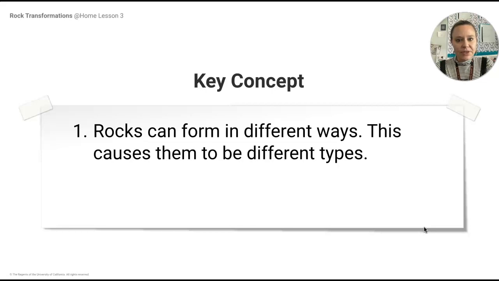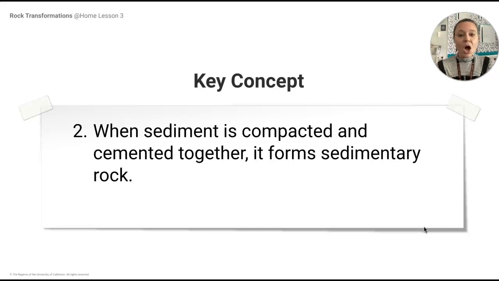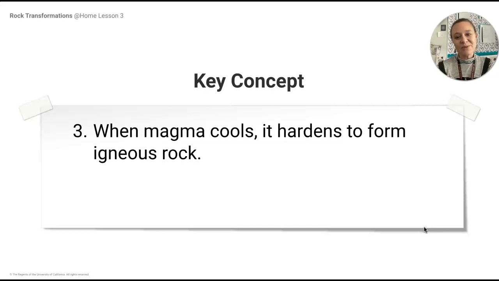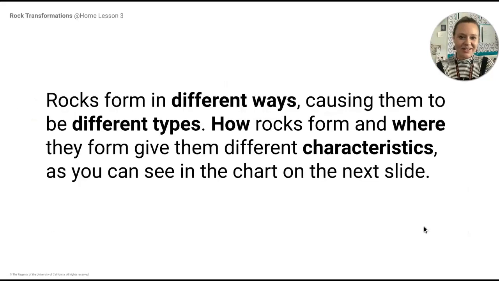And I'm just going to review the key concepts that we've learned so far in this unit before you get into your practice. So the first is that rocks can form in different ways, and this causes them to be different types of rocks. So depending on how the rock forms, whether it's through pressure, compaction, cementation, or from the magma cooling, we get two different kinds of rocks. We get a sedimentary rock or an igneous rock. When the sediment is compacted and cemented together, it forms a sedimentary rock. And when magma cools, it hardens to form an igneous rock.